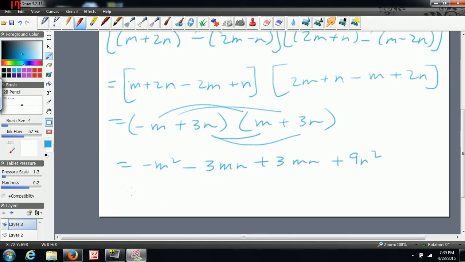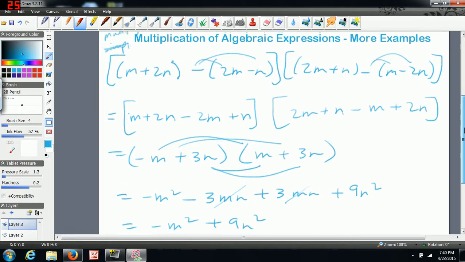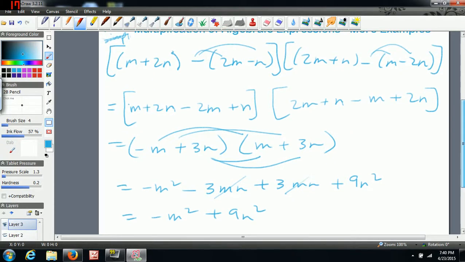So now we would add like terms. So these two actually cancel each other, and we are left with negative m squared plus 9n squared as our final answer. Okay, so that's an interesting question right there.